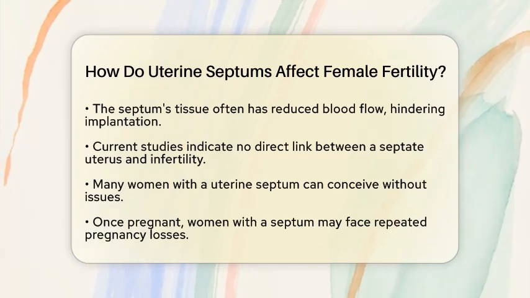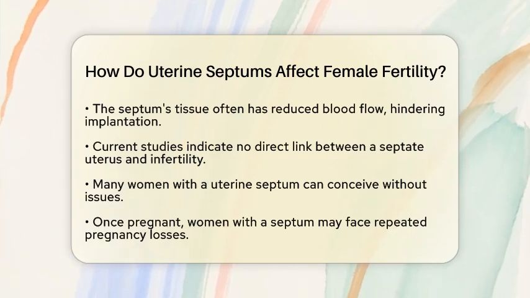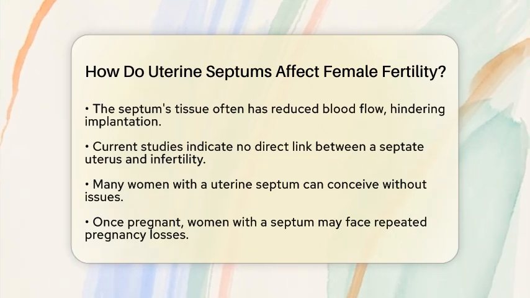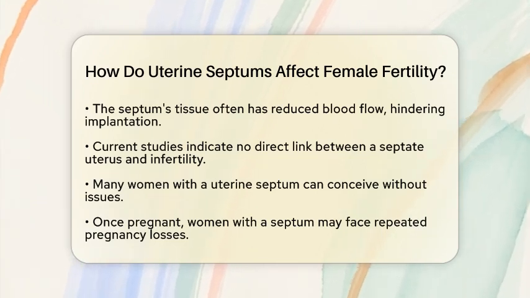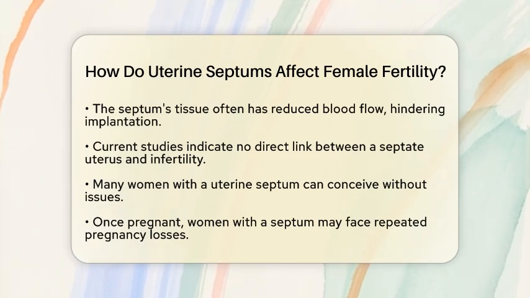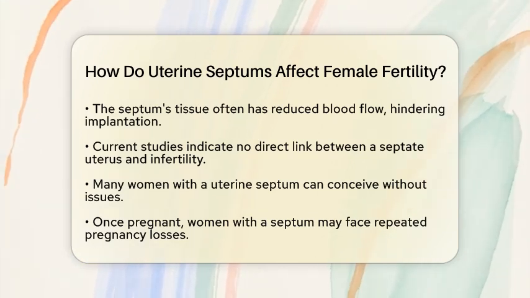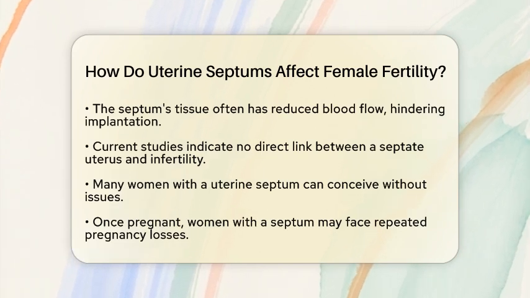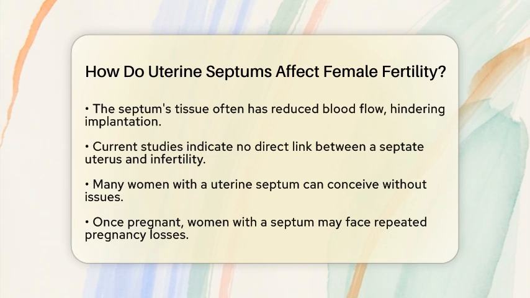When it comes to fertility, the evidence is not as straightforward. Current studies suggest that there is insufficient evidence to directly link a septate uterus with infertility, meaning many women with a uterine septum can conceive without difficulty. However, once pregnancy occurs, the septum can lead to repeated pregnancy losses or complications.